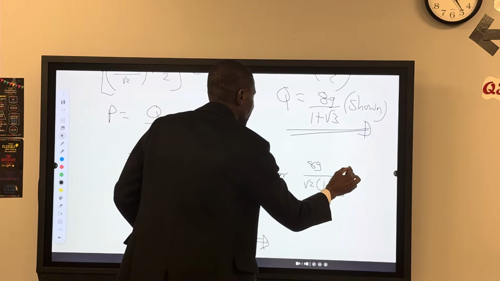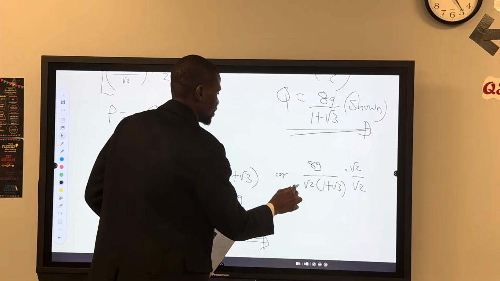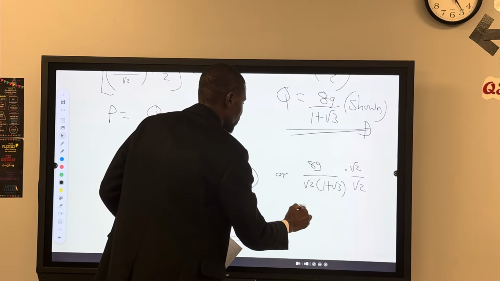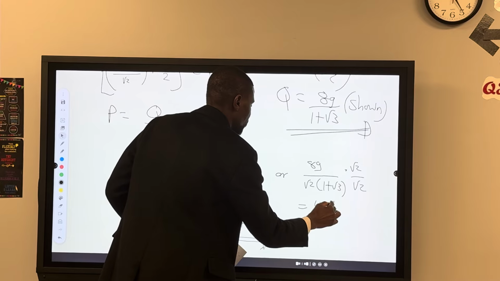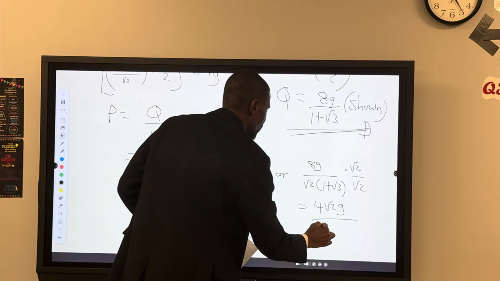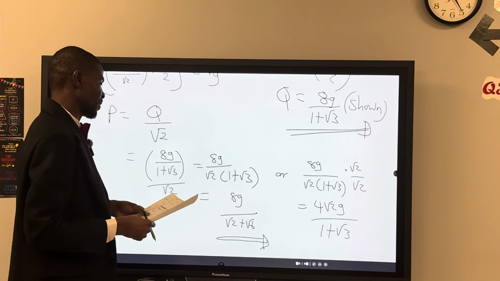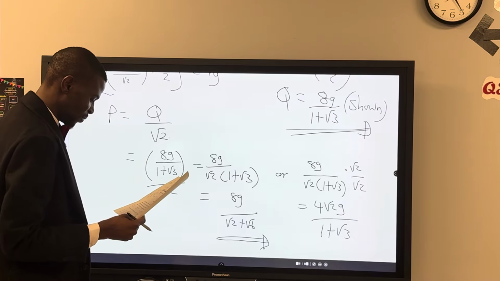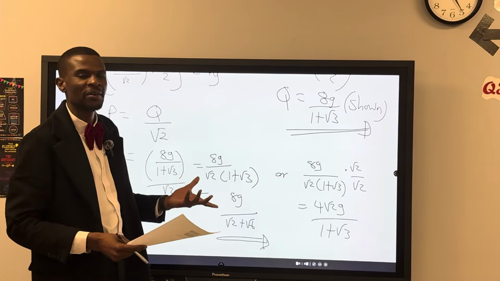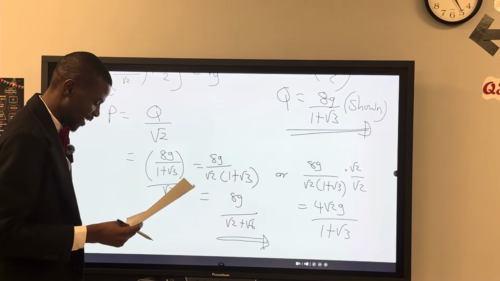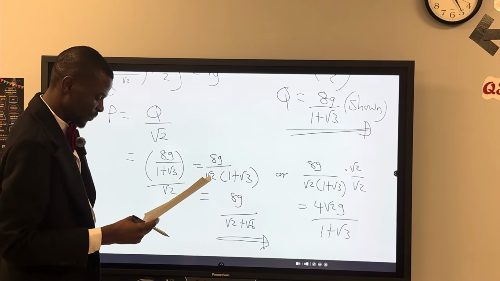So we can rationalize, multiply top and bottom by root 2, such that root 2 times root 2 becomes 2. So it becomes 4 root 2 G over 1 plus square root of 3, right? So you can either leave it like that, or express it differently, but this is the answer, guys.